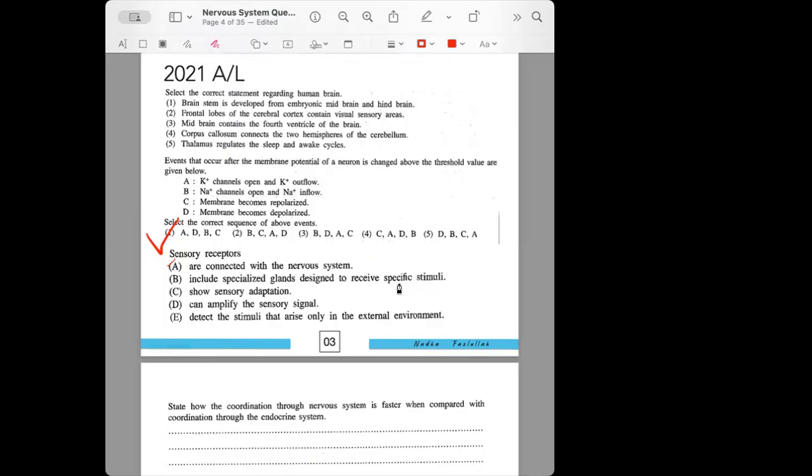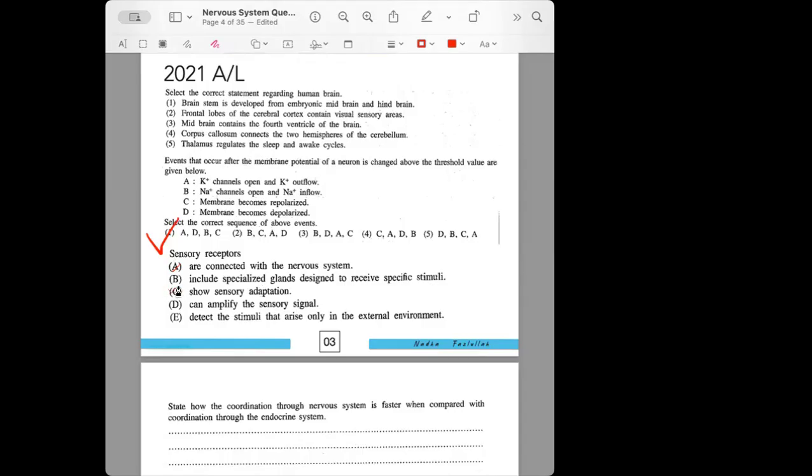So do they include specialized glands in order to receive a specific stimulus? No. They can be a cell, organ, or a subcellular structure. So it's not a gland, so B is wrong. A is correct, B is wrong. C, they show sensory adaptation. Yes. They have something called sensory adaptation, where if the stimulus is continuous, many receptors can show a decrease in responsiveness. So C is correct.